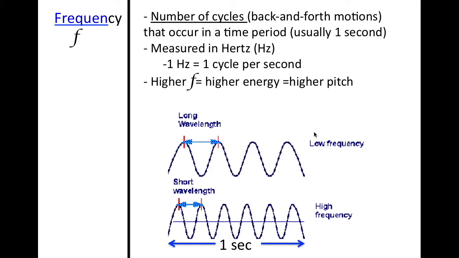This is going to create a low frequency. You're going to have fewer cycles within the same amount of time. If you look down here, we have more cycles, shorter wavelengths, within the same amount of time, the time being 1 second. We would call this a low frequency wave. We would call this a high frequency wave.